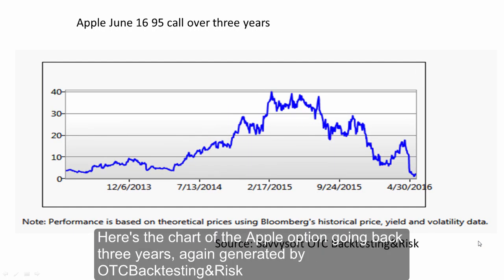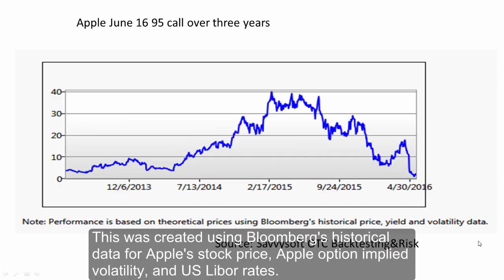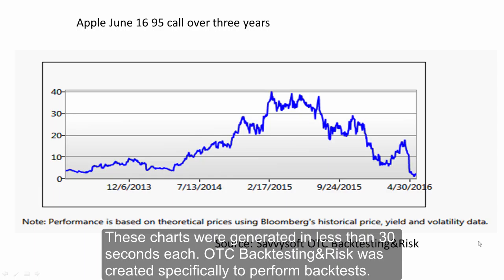Here's the chart of the Apple option going back 3 years, again generated by OTC backtesting and risk. This was created using Bloomberg's historical data for Apple stock price, Apple option implied volatility, and US LIBOR rate. These charts were generated in less than 30 seconds each, with less than 10 keystrokes and mouse clicks, because OTC backtesting and risk was created specifically to build these types of charts.